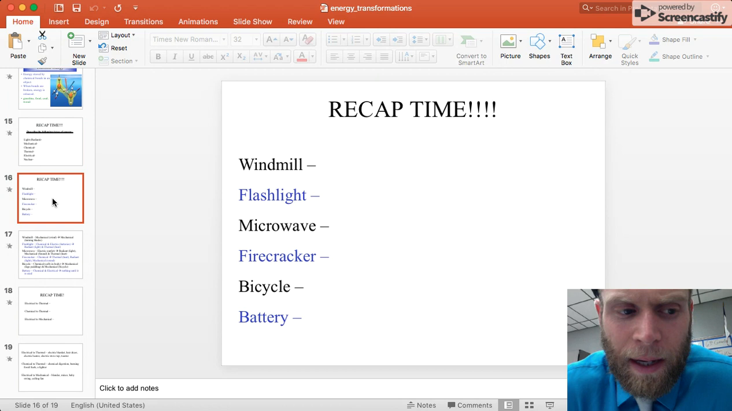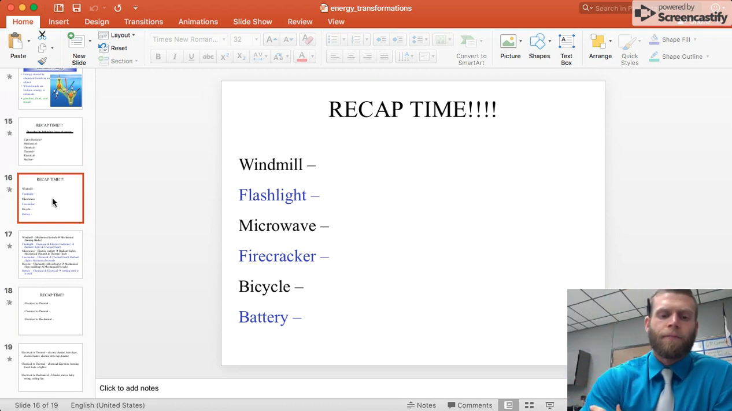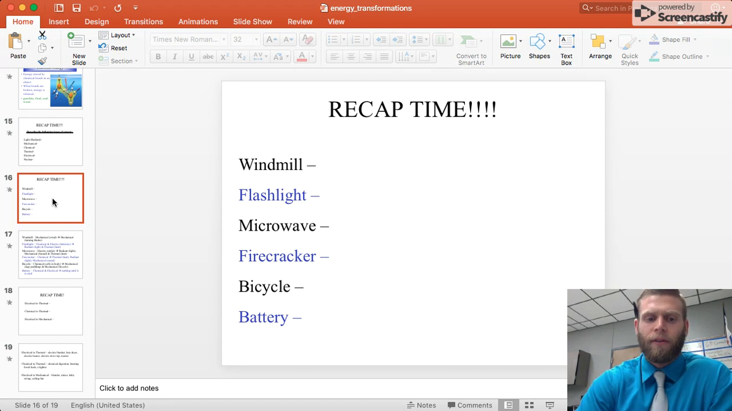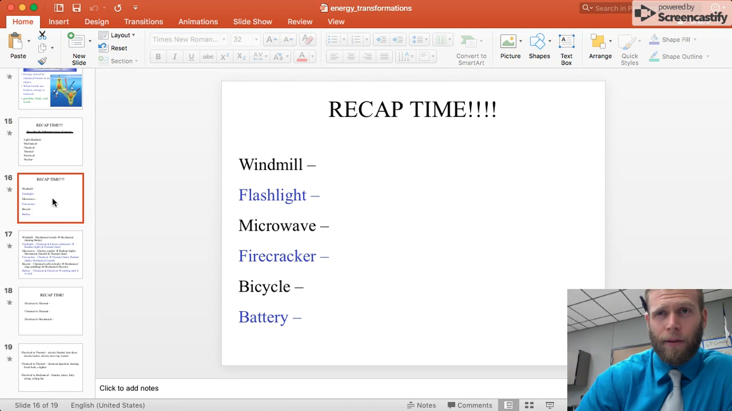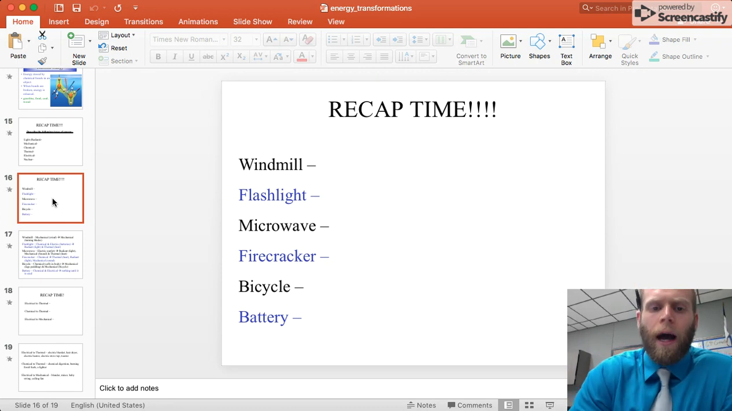Recap time number 3. So what you're going to do is you're going to write these down: windmill, flashlight, microwave, firecracker, bicycle, and battery. And what you're going to do is you're going to try to guess or use your notes. So it's an educated guess, more like a hypothesis, how the energy is transforming through these objects. So the windmill, maybe you think it starts with mechanical energy, so you write mechanical.